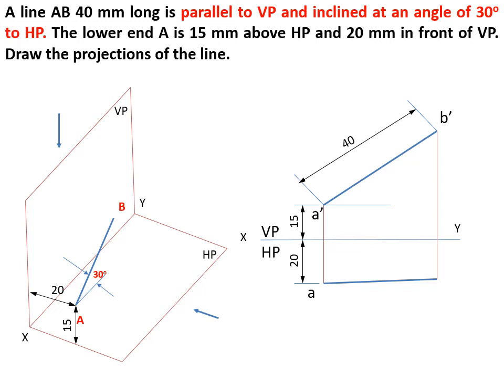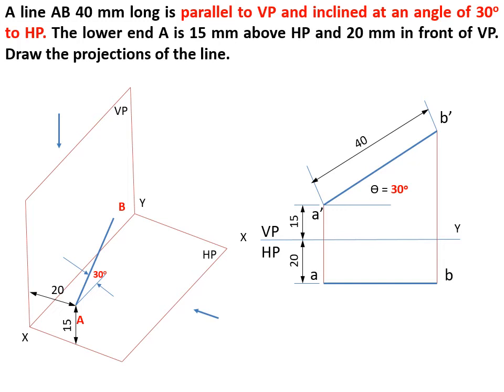For completion of the top view, you have to extend the projector from A dash as well as B dash below XY. But what is the length of the projector? Already we completed it as 20 mm. So the representation is A and B. Here the notation for inclination with respect to the horizontal plane is theta. For inclination with respect to the vertical plane it is phi. You have to draw the arc with arrowheads at both ends for denoting the dimensions. Here it is missing. Make sure this extension line has 90-degree inclination with this projection line.